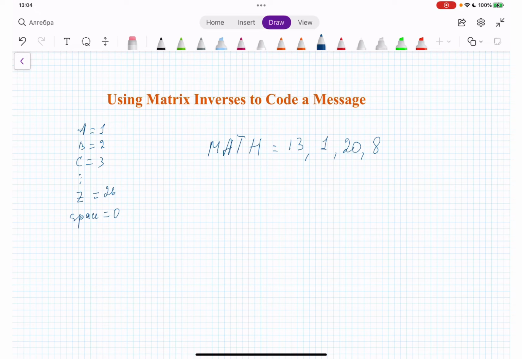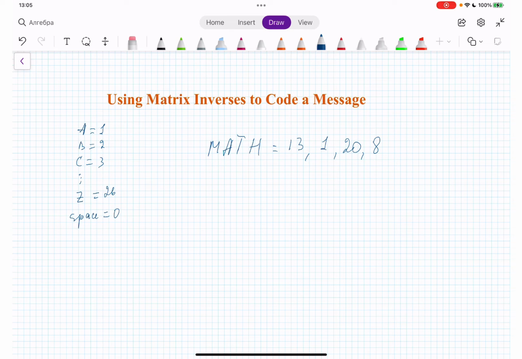The numerical equivalent of the message is then converted into a matrix. So these numbers we can write down in the format of a matrix. And finally, an invertible matrix can be used to convert the message into code. The multiplicative inverse of the matrix can be used to decode that message.